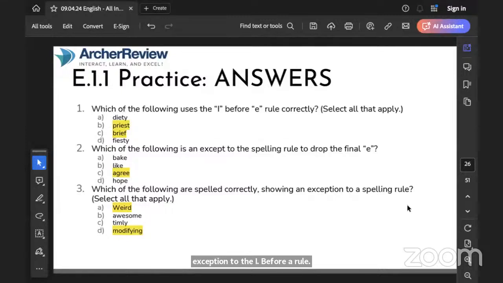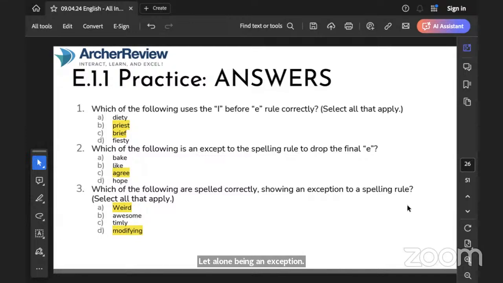Awesome, it's spelled correctly, but it's not an exception to the drop the E rule because the suffix at the end starts with a consonant. So it's just following the rule. Why did I say that so weird? Timely. It's not an exception to the rule. It should be time, timely. So it's not actually even following the rule correctly, let alone being an exception.